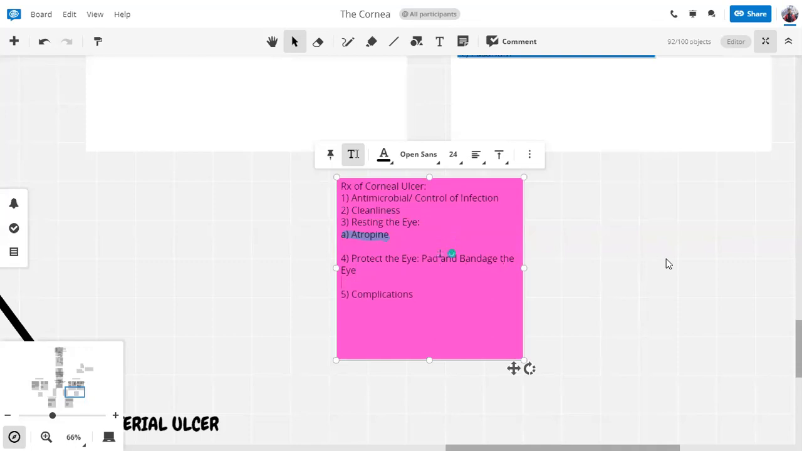So an MCQ which arises from this general principle of treatment is that we do padding and bandage of the eye in cases of corneal ulcer. Can we do the same for a conjunctival condition? For let's say if we have severe conjunctivitis, can we do the same?